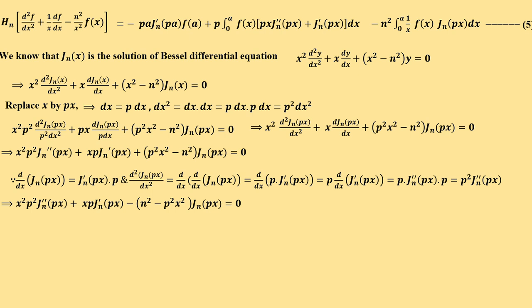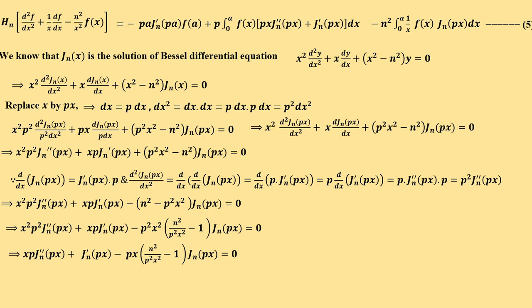This implies x square p square Jn double dash of px plus xp Jn dash of px minus n square, taking minus outside, minus n square minus p square x square Jn of px. Therefore, this is equal to x square p square Jn double dash of px plus xp Jn dash of px minus, we are taking p square x square outside from that, so minus p square x square, so n square by p square x square minus 1 into Jn of px.